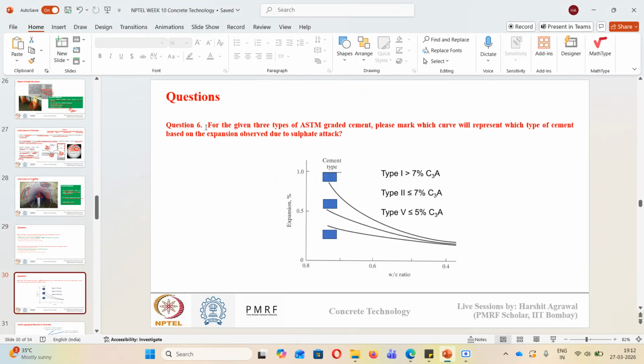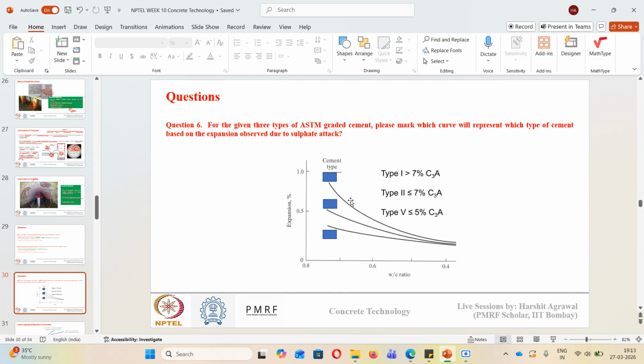Question number 6. This is a question which links what we have discussed in week 2 content and week 10 content. For the given three types of ASTM grade, I have three grades of cement: type 1, type 2, and type 5, and I have given you the data on how much C3A is present in each type. Please mark the curve which will represent which type of cement. There is data about how much expansion has occurred inside the cement paste due to sulfate attack in three different types of cement system. You need to tell me which curve represents which type of cement.